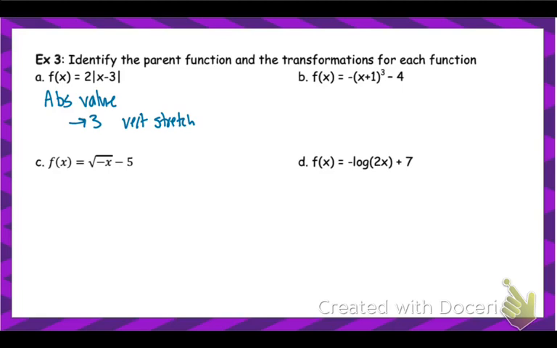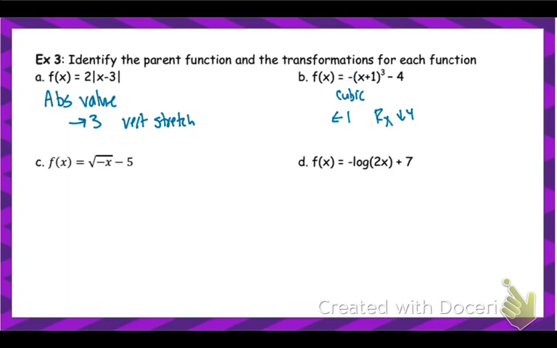All right, looking at the next one. X is being cubed, so this is the cubic function. What's inside your parentheses is your horizontal change, so left 1. Vertical changes, we have a reflection over the x and a shift down 4.